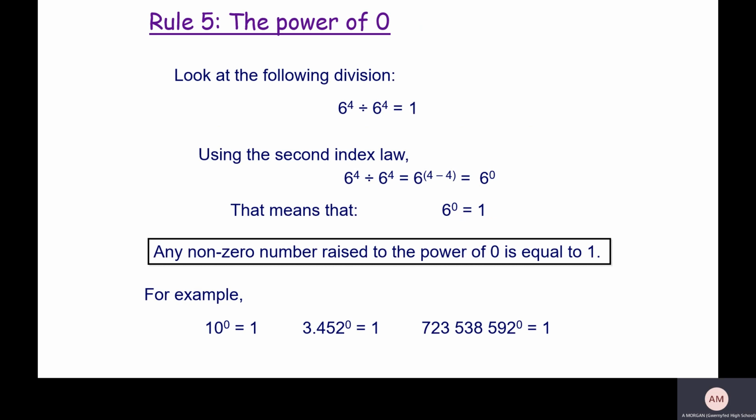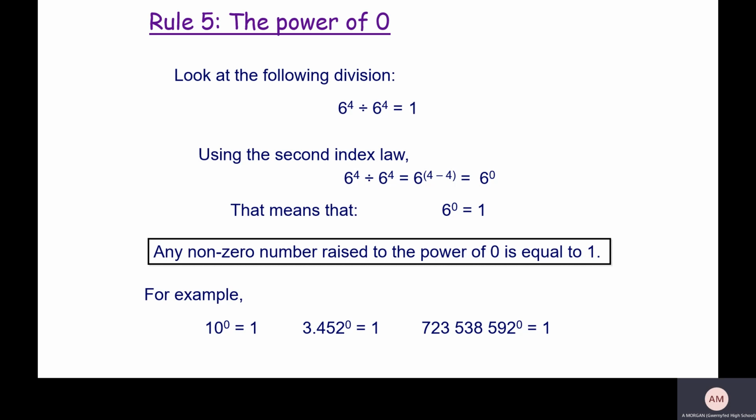Okay, then let's have a look at the power of 0. Now this is slightly counterintuitive, but let's look at an example and realize why it's true. So if you've got 6 to the power 4 divided by 6 to the power 4, well, it's going to be 1. Anything divided by itself makes 1. But let's also use the rule where we subtract the powers. So that's going to get us 6 to the power 0. That means that 6 to the power 0 is 1.